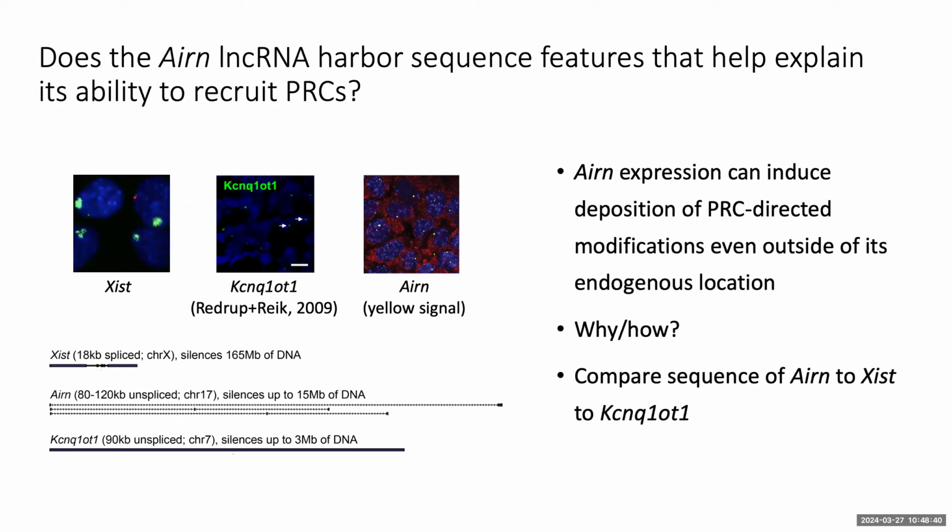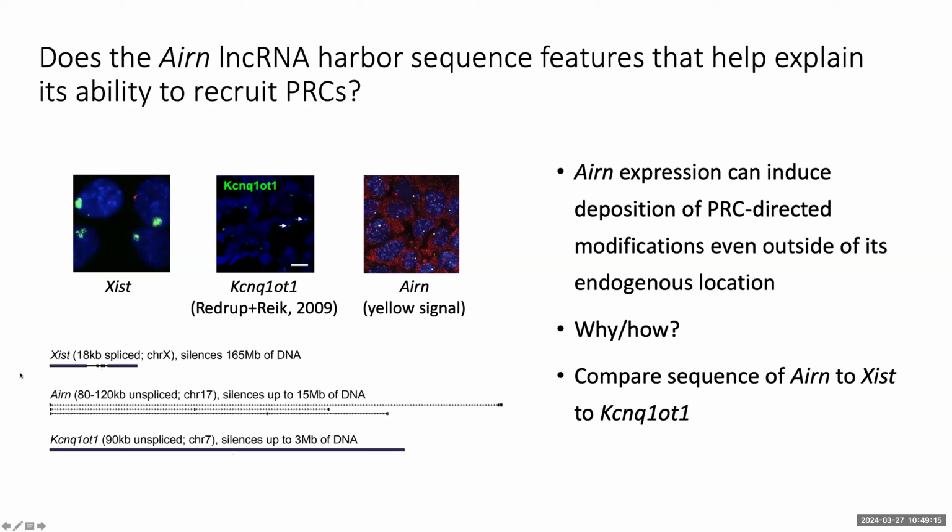And one of the things that I think we've done successfully is compare the sequence of Air to Xist to a third known repressive RNA that I haven't mentioned until now. It's called KCNQ1OT1, or just simply OT1. Like Air, OT1 is extraordinarily long and unspliced, 90 kb. Like both of these RNAs, the expression of OT1 can recruit Polycomb complexes and repress gene expression, in this case, over about a 3 million base pair region of the genome. These three RNAs evolved independently of each other.